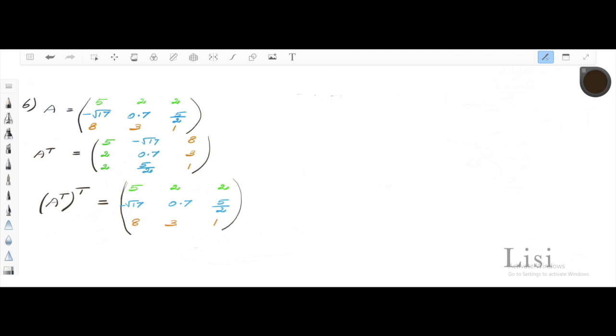Are you able to understand now what is A transpose and A transpose B whole transpose? And now you see your A and A transpose the whole transpose are same, isn't it? So we say that A transpose B whole transpose is equal to A. Right? Yes.